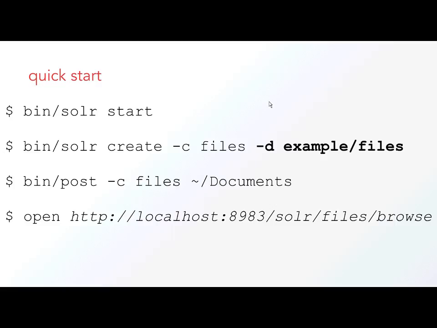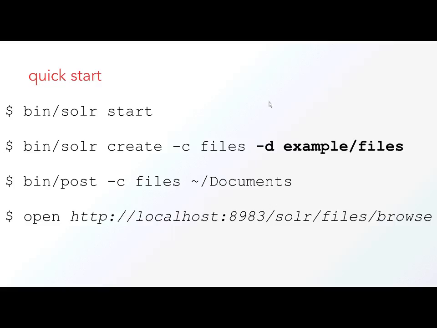Start Solr, then create a collection. Now the secret to getting the example files configuration instead of the default data-driven configuration is to use the -d switch on the create command. That tells it to use a different directory for the configuration. And you can simply say example files, and it'll pick up on the Solr-specific configuration subdirectory structure of the example files directory.